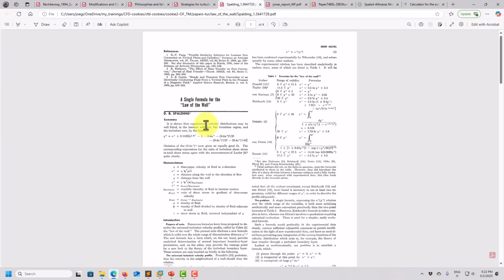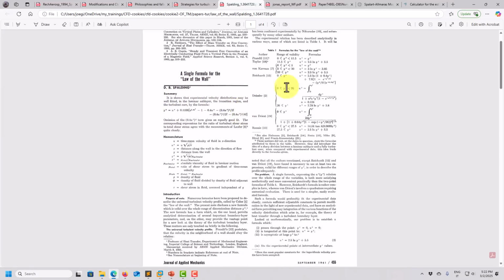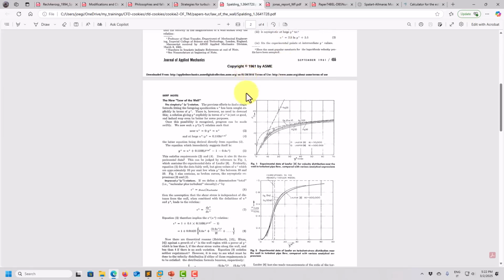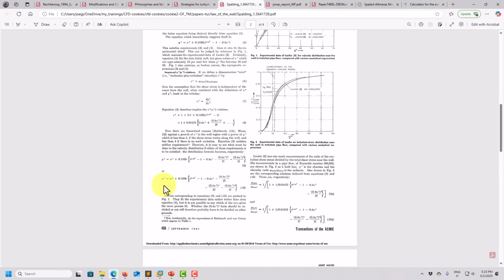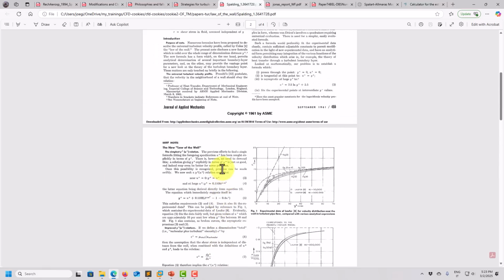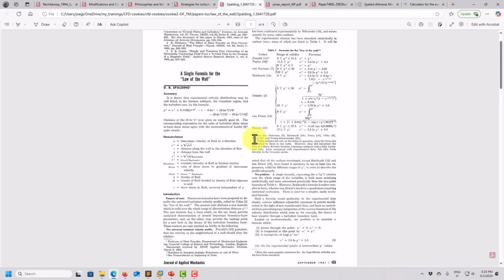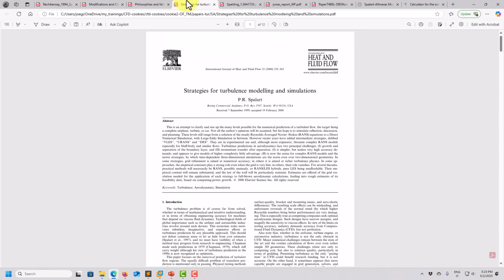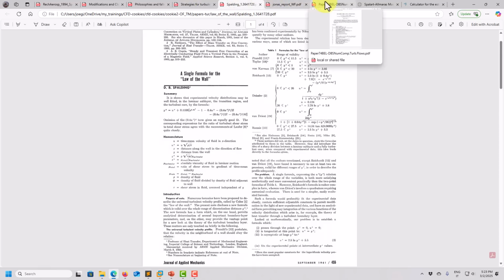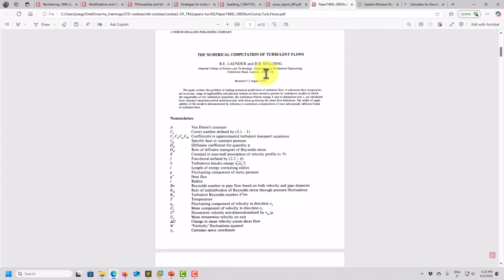You have this paper, the paper by Spalding. It's a very nice paper. I recommend you read it. Here he formulates the Spalding function. It's an alternative to all this treatment, another way to do it. Very nice paper.